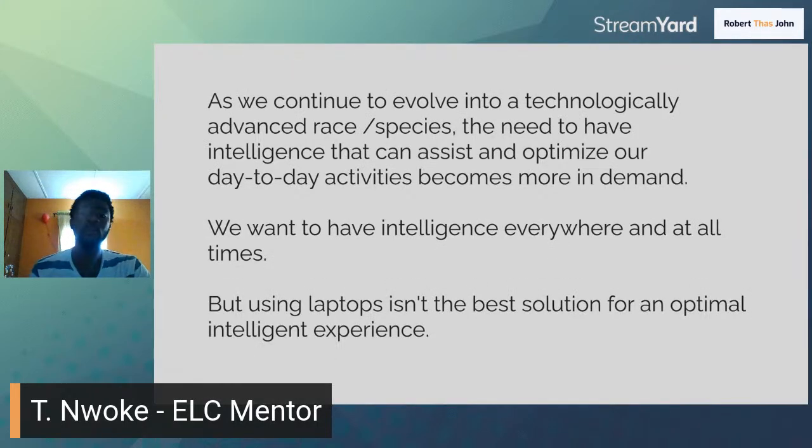As we continue to evolve into a technologically advanced race, the need to have intelligence that can assist and optimize our day-to-day activities becomes more in demand. So let's just go back to the old days, when we were younger, and we recited things. For me, I recited things like, we have machines to help us do stuff. Why do we have machines? And the answer in my primary school was always, we have machines to help us do stuff better, optimize our work processes, and also help us optimize our time, right?